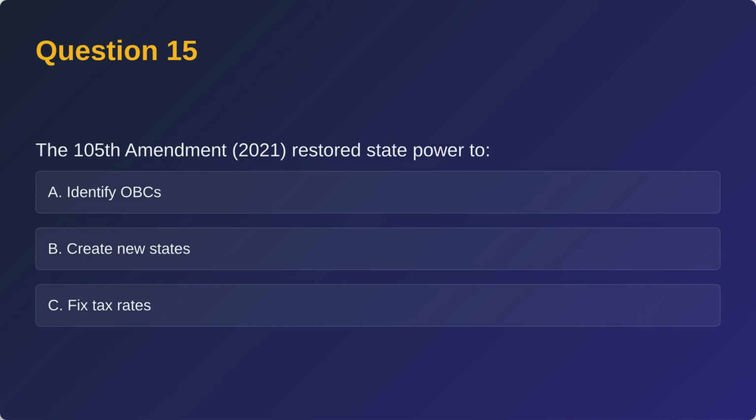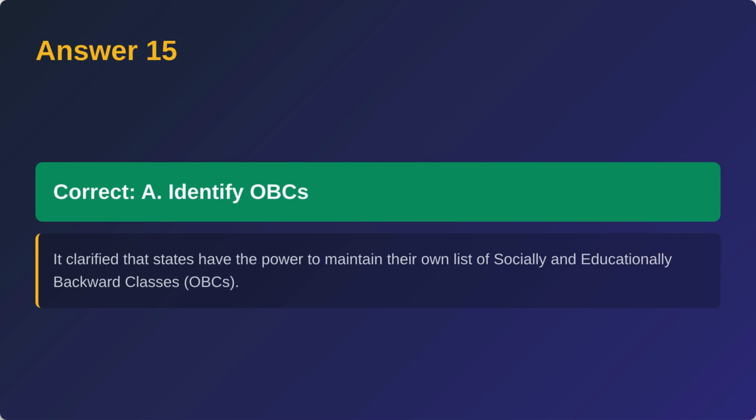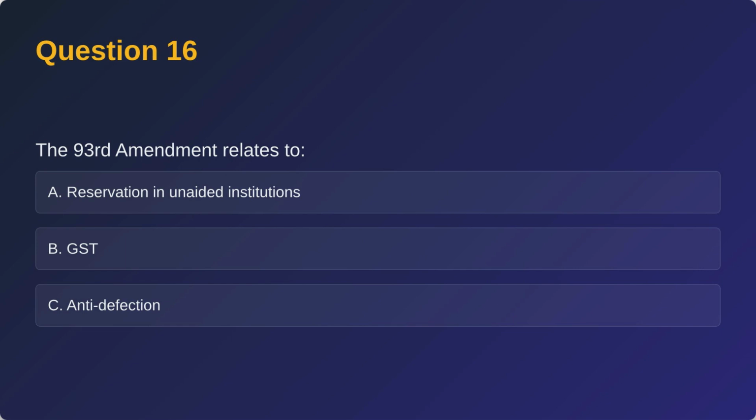Question 15. The 105th Amendment, 2021, restored state power to do what? Answer 15. Identify OBCs. It clarified that states have the power to maintain their own list of socially and educationally backward classes.